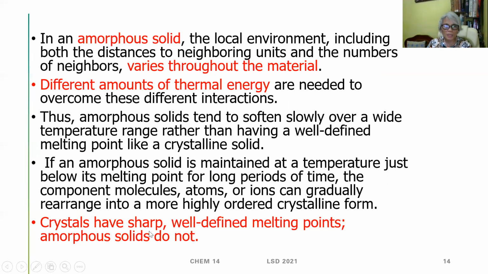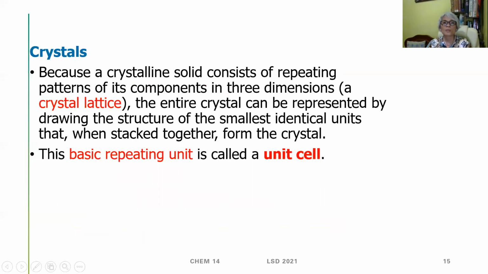Okay? As we said earlier, crystals have sharp, well-defined melting points. Amorphous solids do not. Now, because a crystalline solid consists of repeating patterns of its components in 3 dimensions, which we call a crystal lattice, the entire crystal can be represented by drawing the structure of the smallest identical units. The basic repeating unit is called a unit cell. So when you stack together the basic repeating unit, or unit cell, we form the crystal.